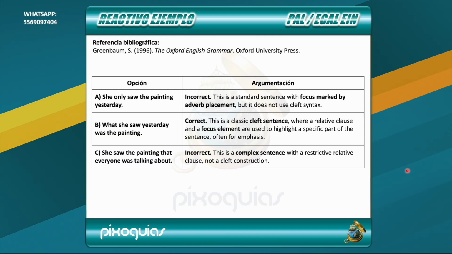The correct answer is B. What she saw yesterday was the painting. Why? Because this is a classic cleft sentence where a relative clause and a focus element are used to highlight a specific part of the sentence, often for emphasis.